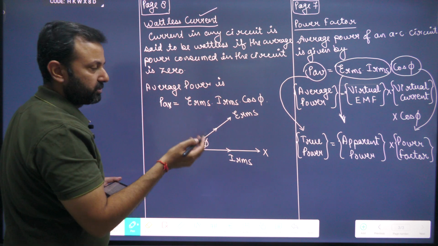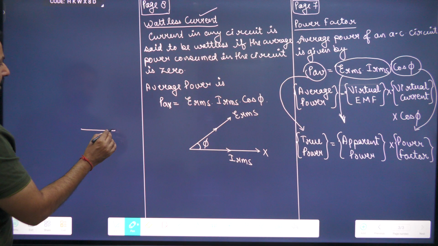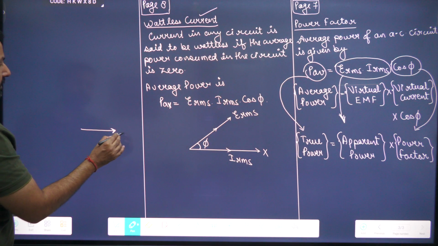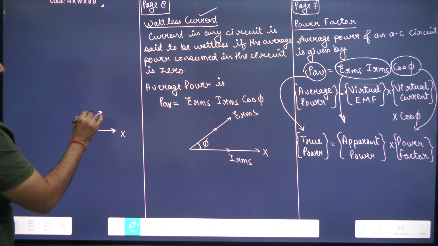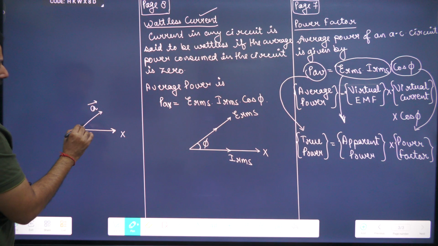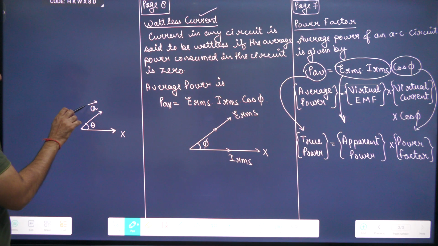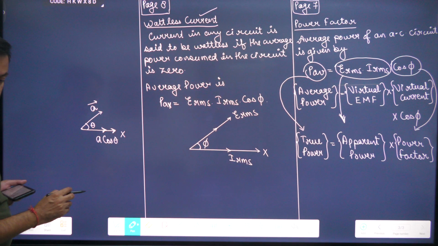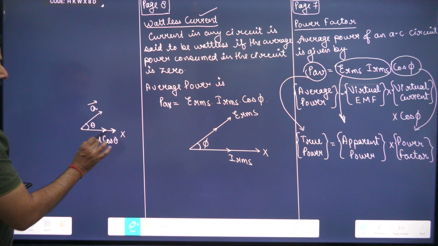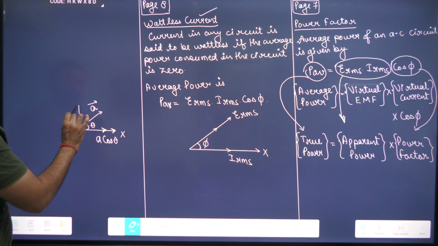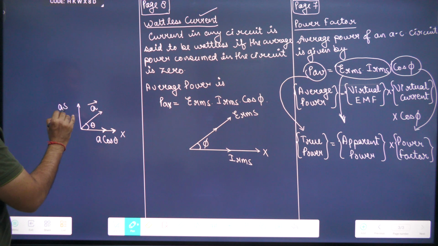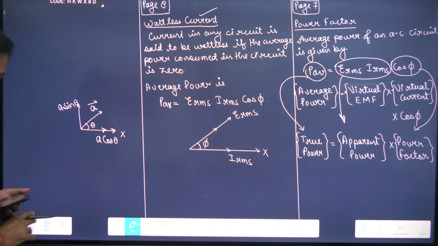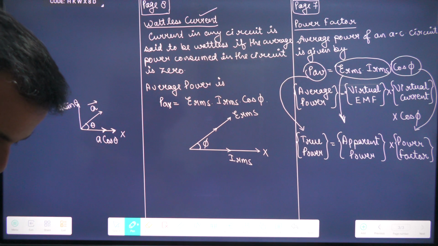The along component is always, look, if I have this x-axis, and this vector A making angle theta here, how do we resolve the components? This A vector along the x-axis is A cos theta, the horizontal component, and perpendicular to A cos theta is A sin theta.